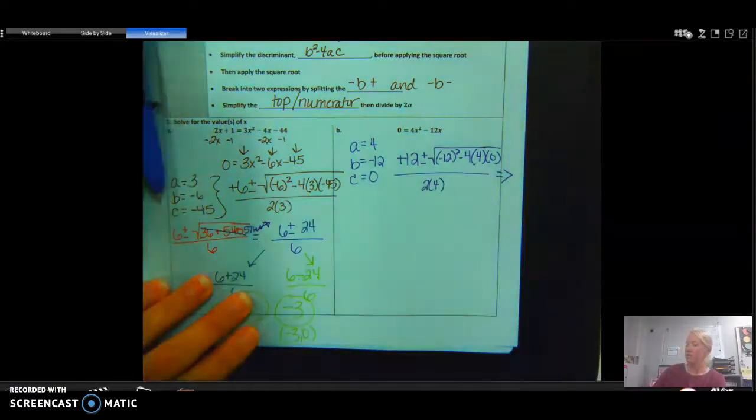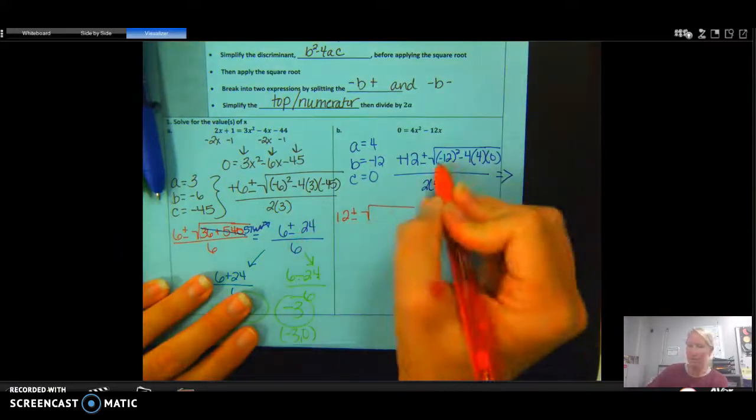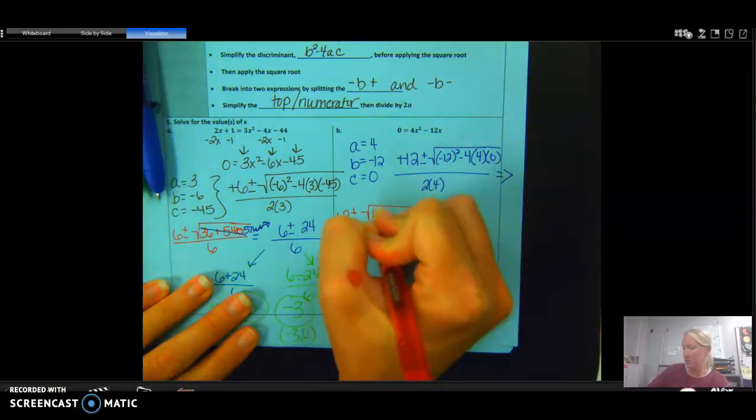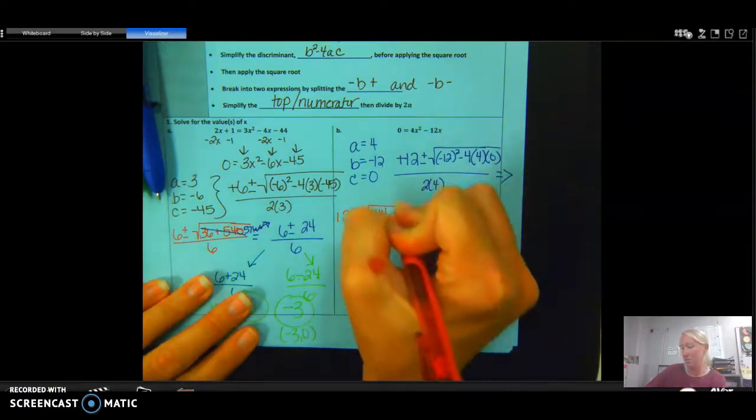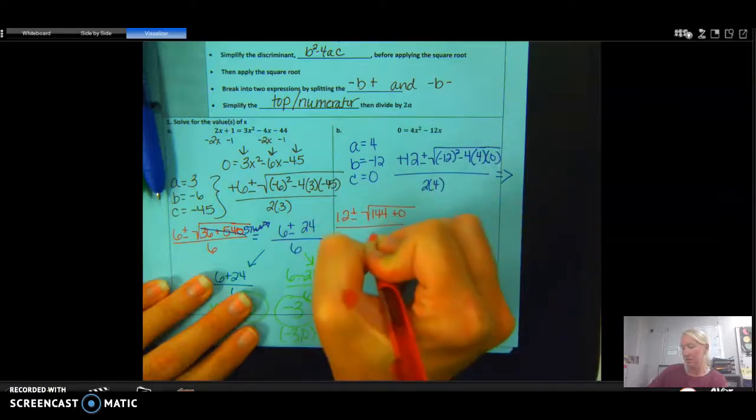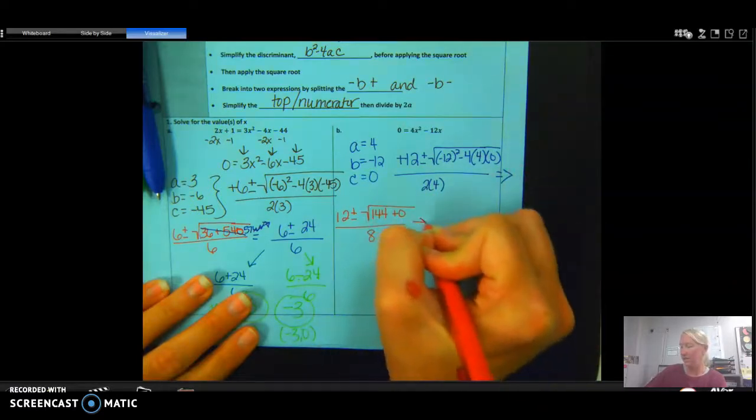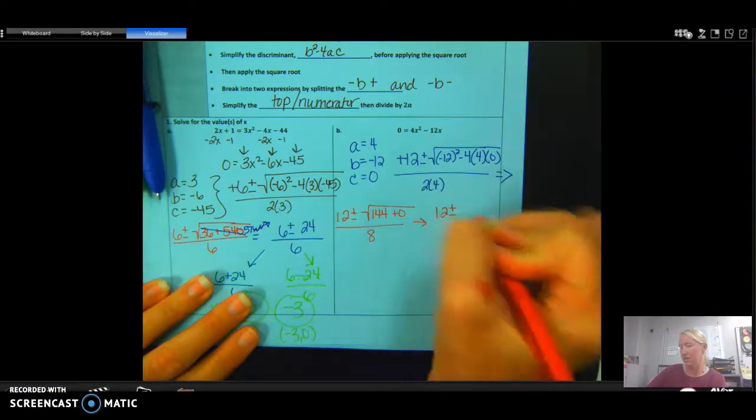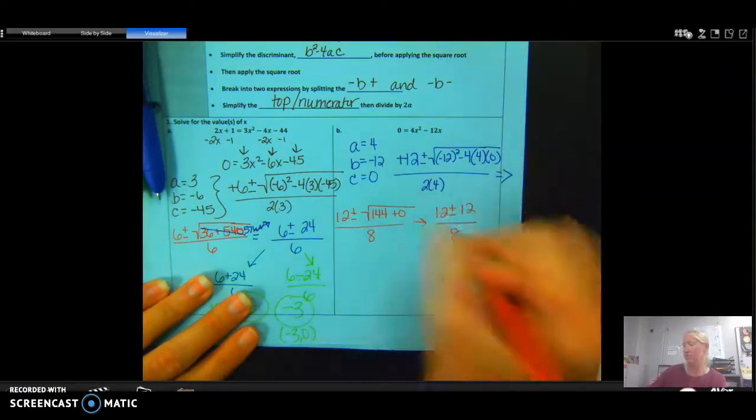All right. Start reducing. So I get 12 plus or minus big square root. Negative 12 squared, so that's 12 squared, 144. Negative 4 times 4 is negative 16 times 0 is 0. So really it's plus 0. All over 2 times 4, which is 8. Well, this is just really 144. So what I actually have is 12 plus or minus the square root of 144, which is 12, over 8.